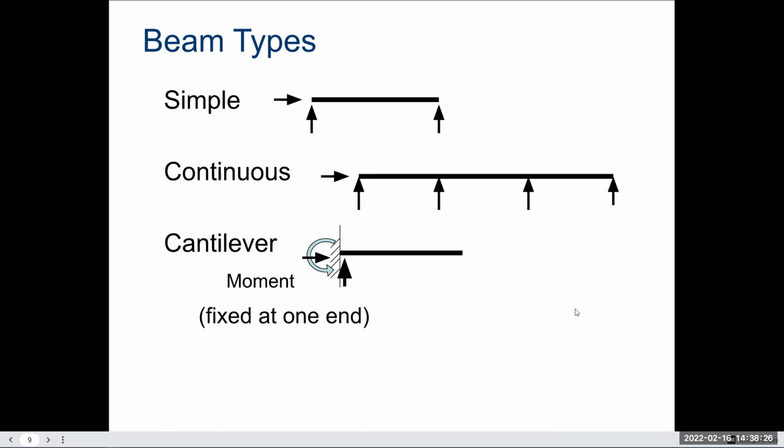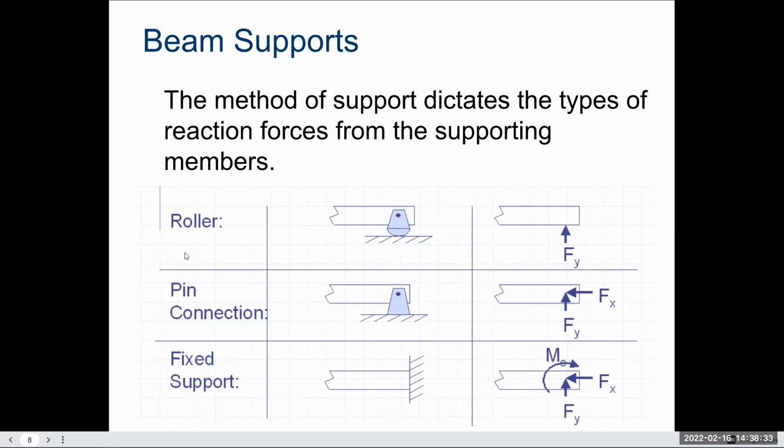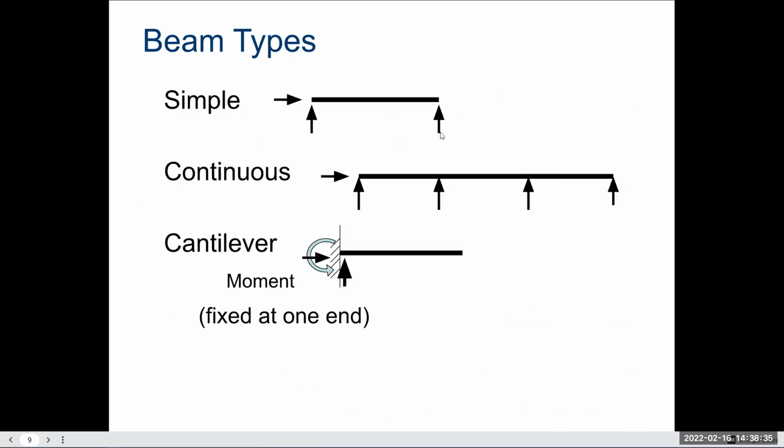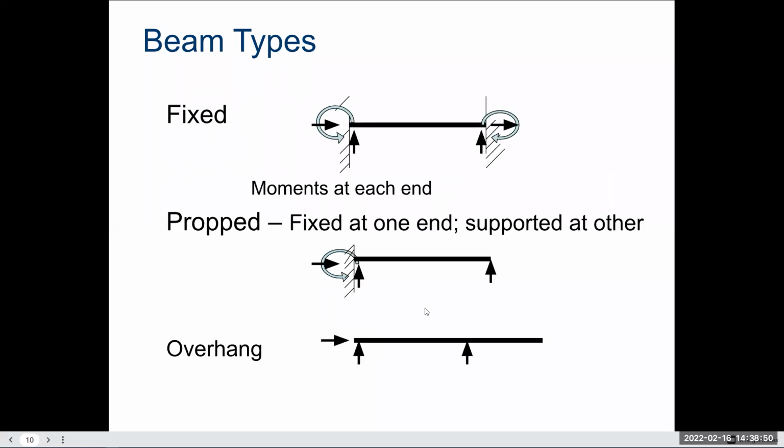Okay, here's a couple other ways of talking about that. A simple beam would have this pin connection on one end, and then a roller on the other. A continuous beam has a pin on one side, and then multiple rollers. And then a cantilever is just fixed on one end, and that's how we account for that moment.